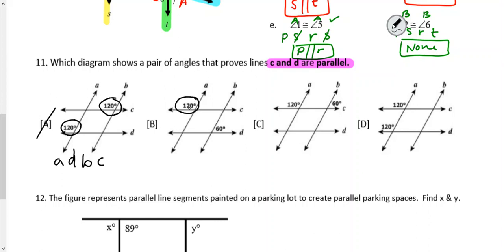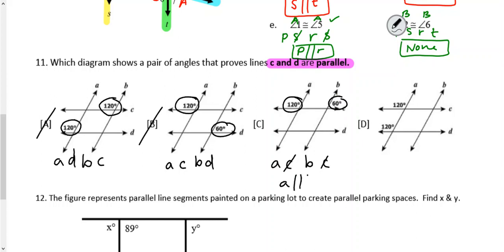B, top one touches A and C, bottom one touches B and D. Again, I can't cross anything out. That doesn't work. Next one, top one touches A and C. Over here touches B and C. I can cross out C. I'm left with A is parallel to B, but that doesn't answer my question.